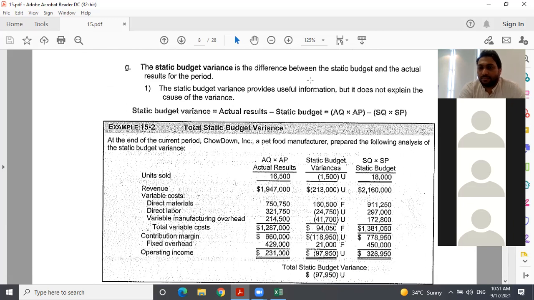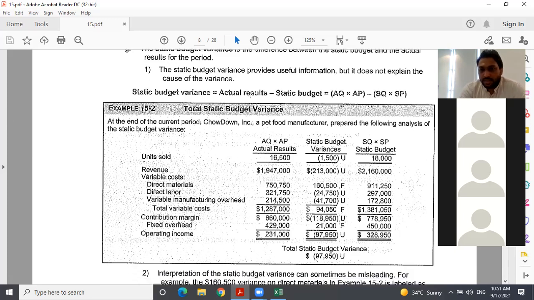Static budget variance is the difference between the static budget and the actual results for the period. The static budget variance provides useful information, but it does not explain the cause of the variance. Okay. Here, when we do the static budget variance, we just get a variance. After getting this, we have to go into detail to find out the cause of this variance. Clear? So static budget variance means actual results minus static budget.